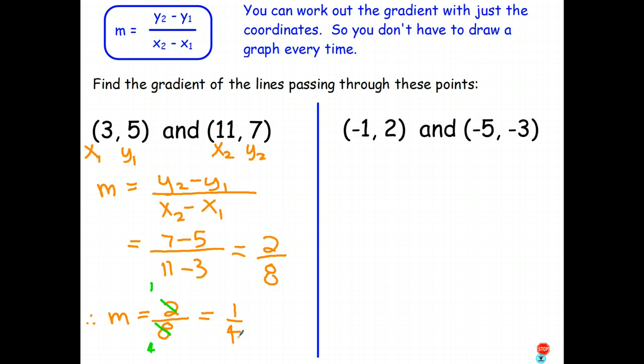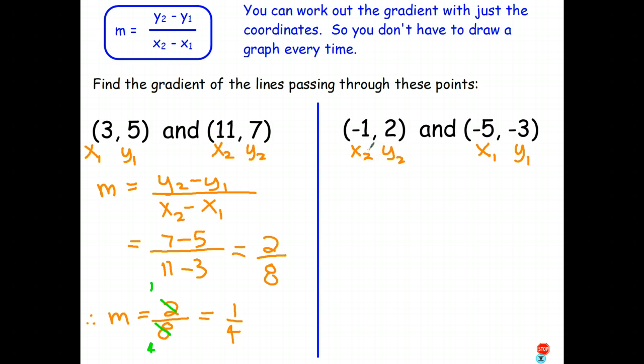Okay, stop the video. Have a go at the second question, please. Okay, welcome back. Let's see how we went. Now this one's a little bit harder to figure out which one to call point 1 and which to call point 2. So I might just make this one x2, y2, and the other x1, y1. It really does help to write those variables underneath the numbers.